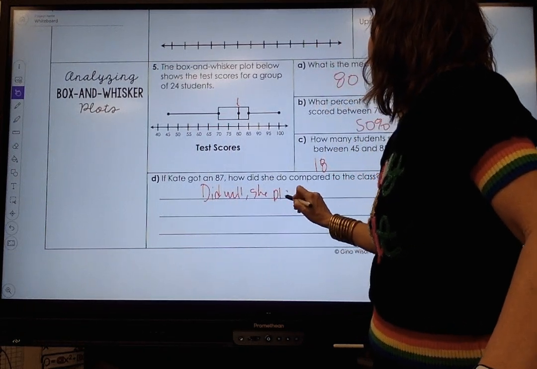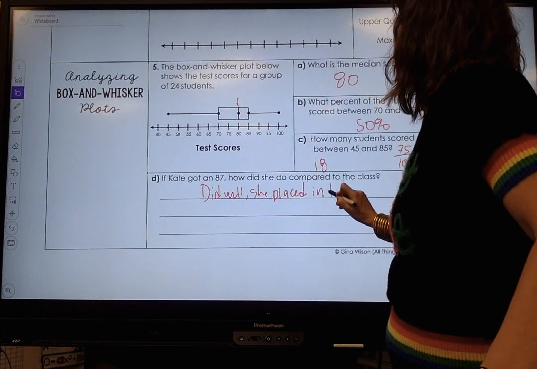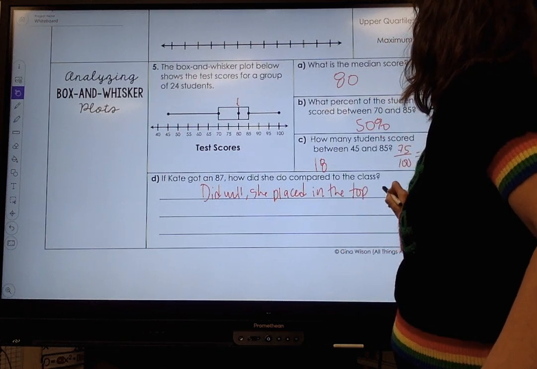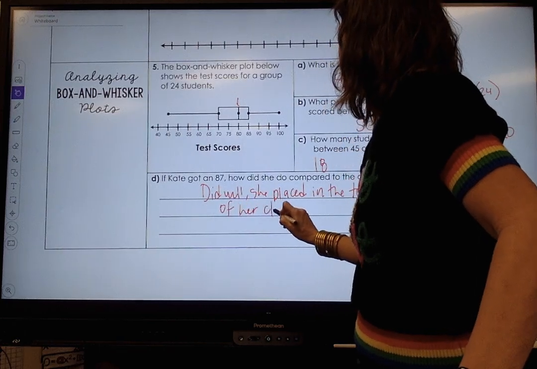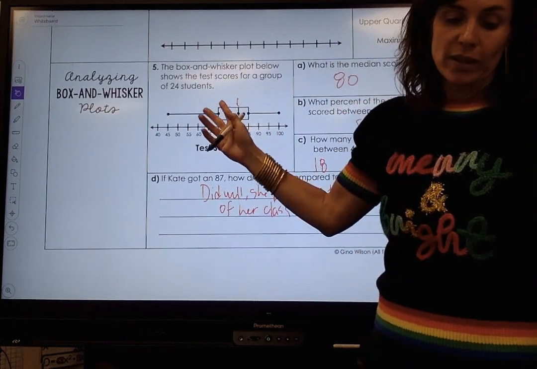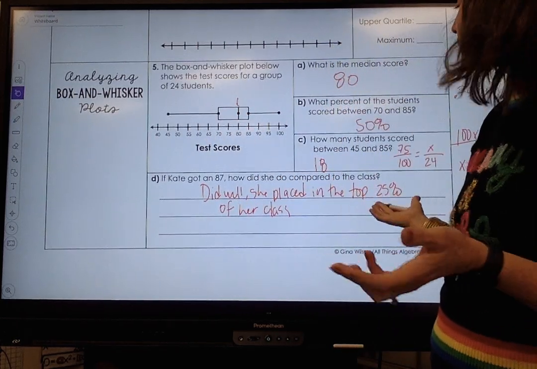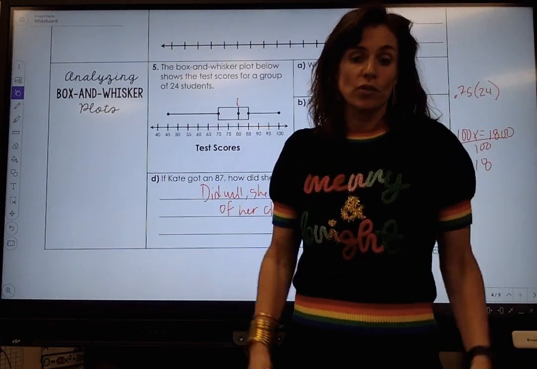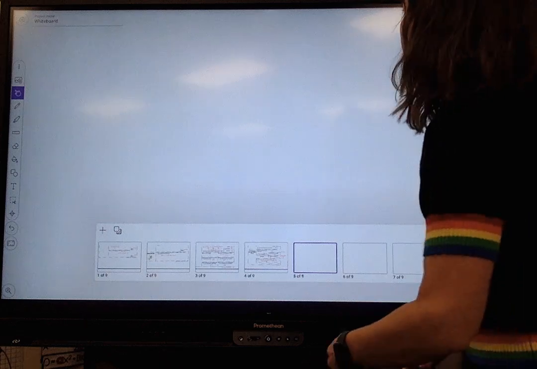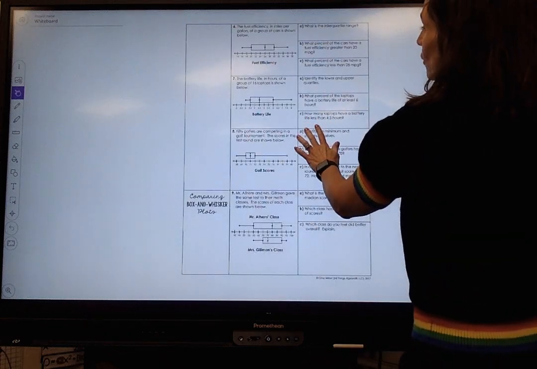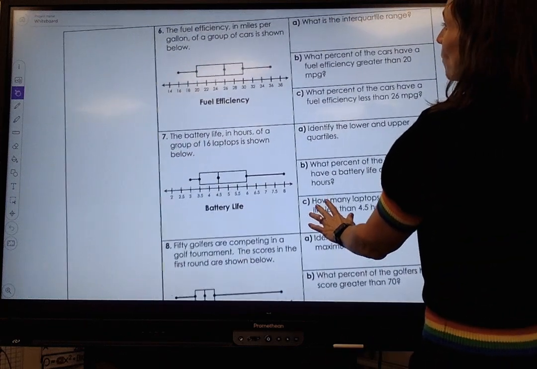She placed in the top 25% of her class. And so she was in that upper quartile. So she scored better than 75% of the students in her class. All right? Let's take a look at the next page. And then I just want to go over what these mean.